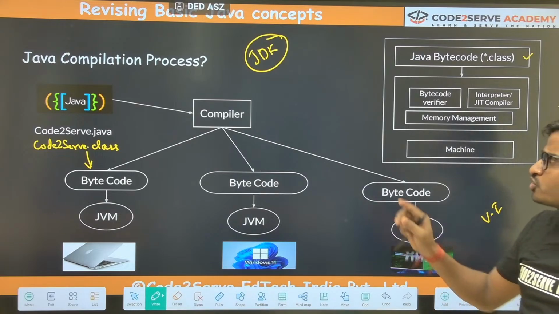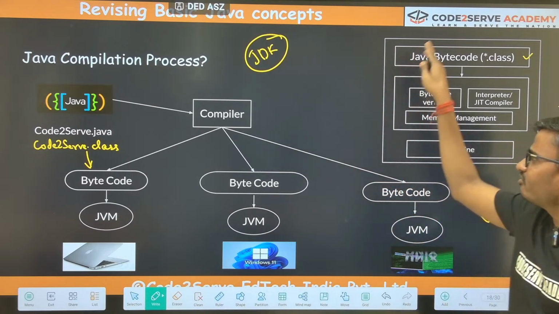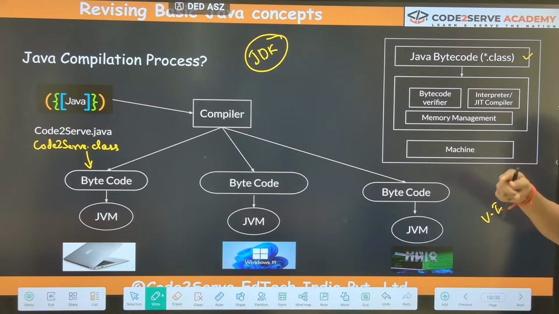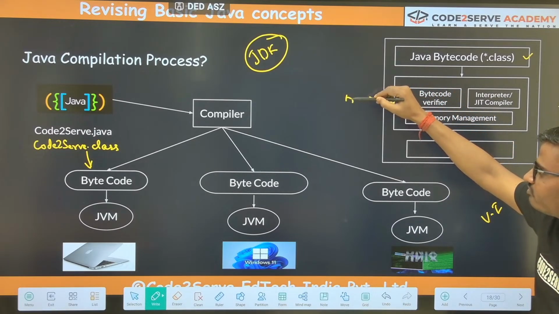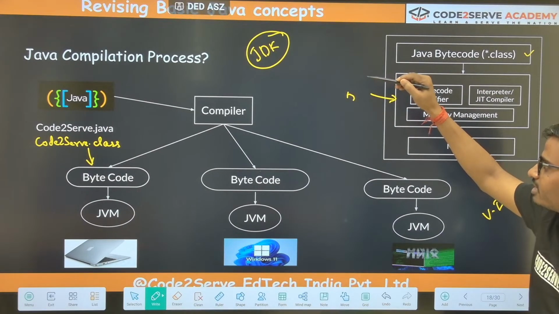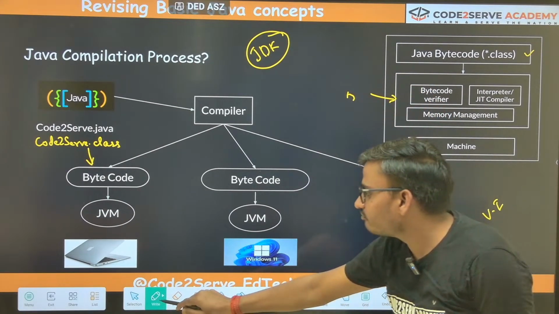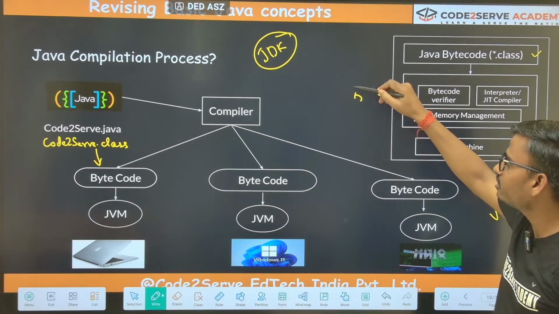So what happens with this JDK? We get all of this stuff. What we get is the JVM. This is basically the structure of the JVM. This is the Java Virtual Machine. This is the JVM.